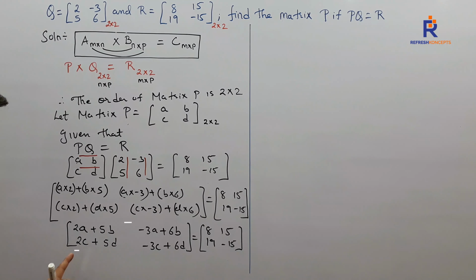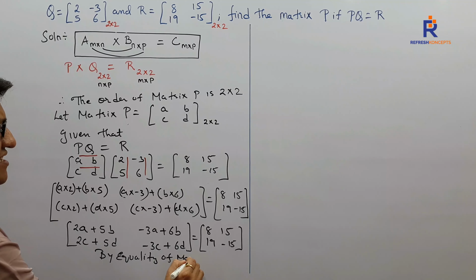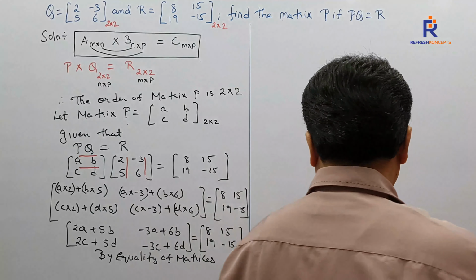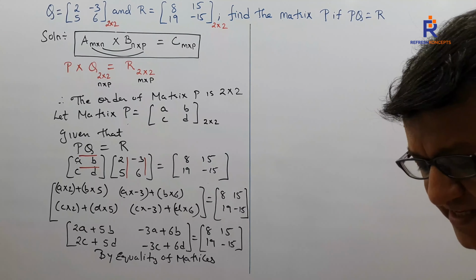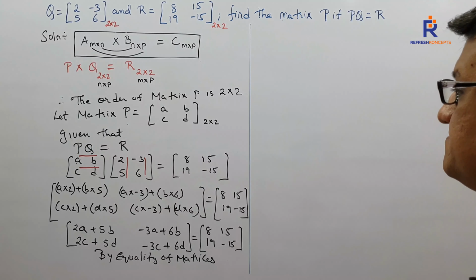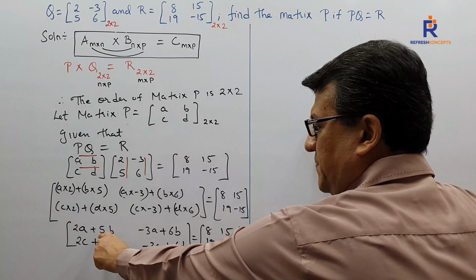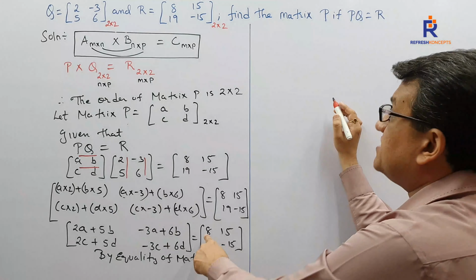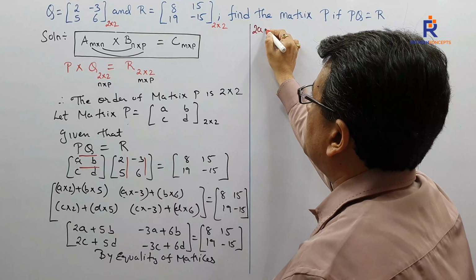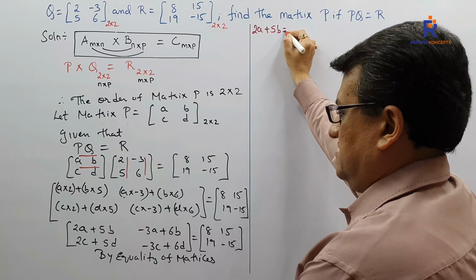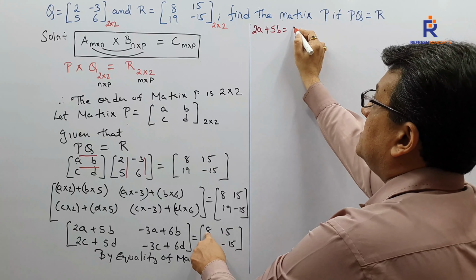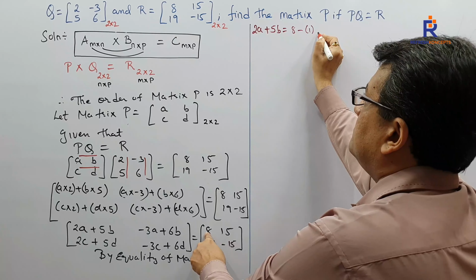What next? By equality of matrices, we just need to compare the corresponding elements. What is the answer thereafter? We get the answer as 2A plus 5B. The corresponding element is 8. So I shall write down 2A plus 5B is nothing but the corresponding element 8. Let this be my equation number 1.